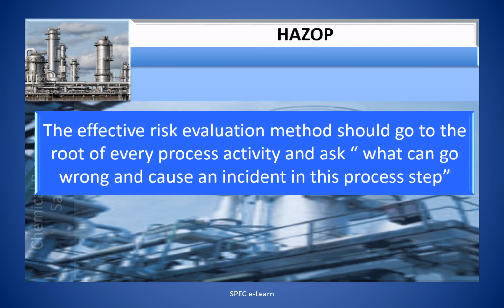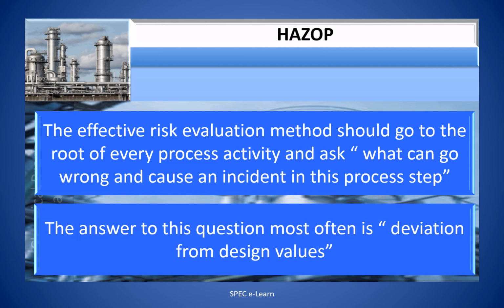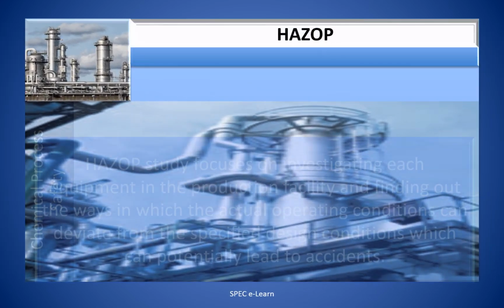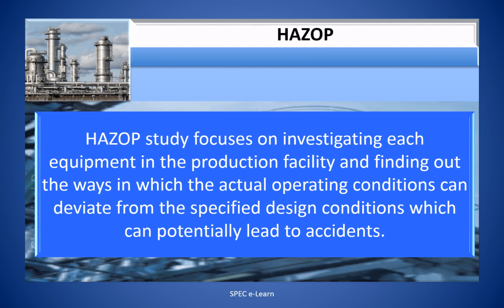The effective risk evaluation method should go to the root of every process activity and ask what can go wrong and cause an incident in this process step. The answer to this question most often is deviation from design values. HAZOP study focuses on investigating each equipment in the production facility and finding out the ways in which the actual operating condition can deviate from the specified design conditions, which can potentially lead to accidents.